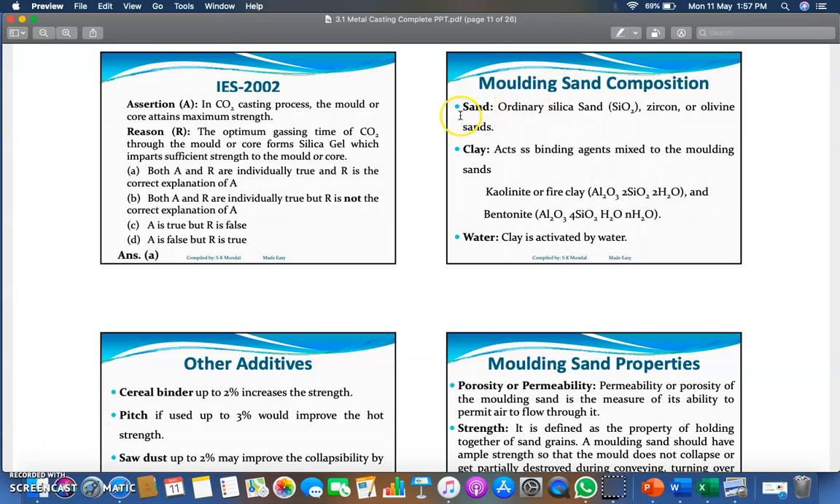As you can see here, sand is the major part. An ordinary silica sand, which is SiO2, or zircon, can be used as the sand, and clay acts as a binding agent mixed into molding sands. Clay can be used as a binding agent for molding sand, and clay is activated by water, meaning clay should be mixed with water.